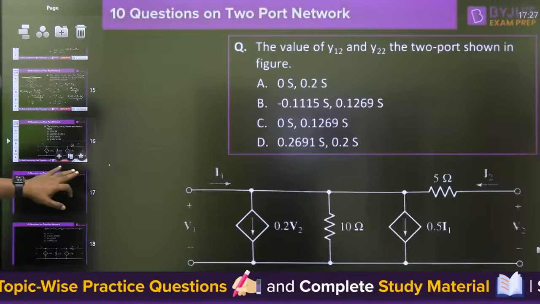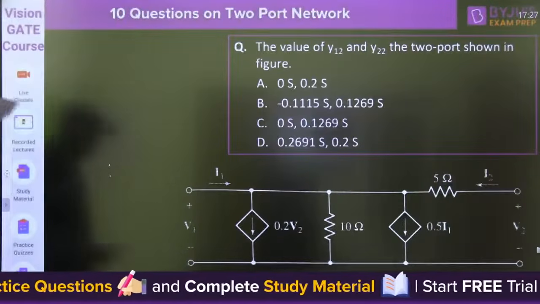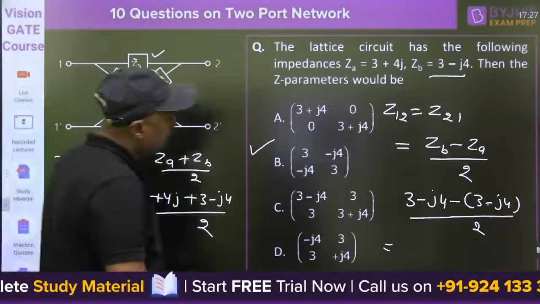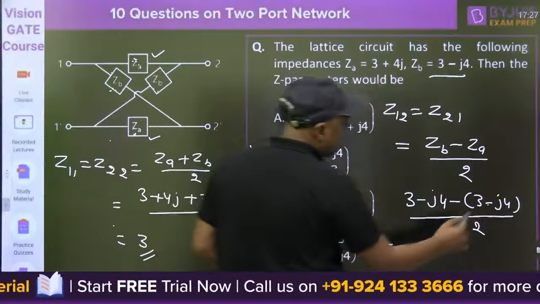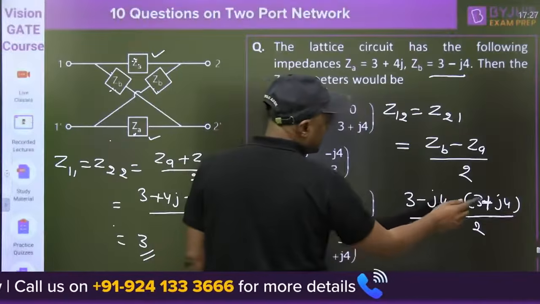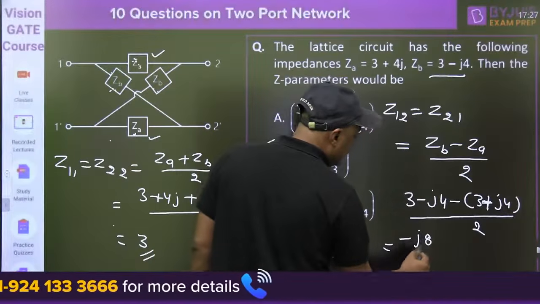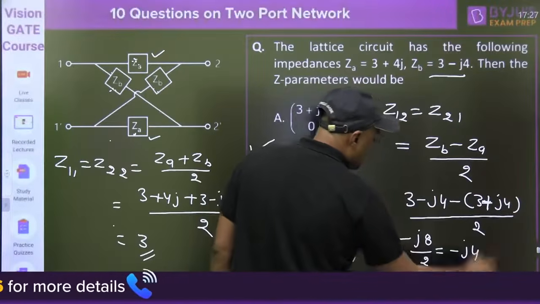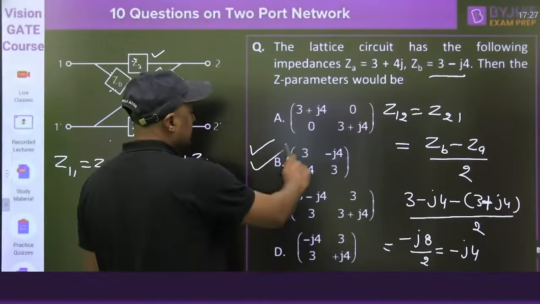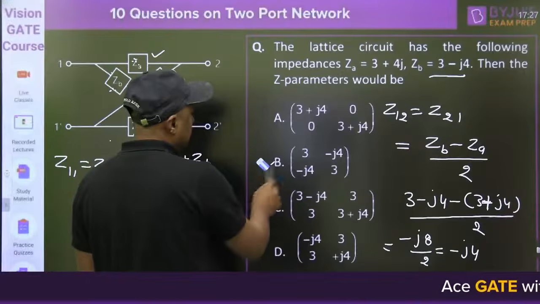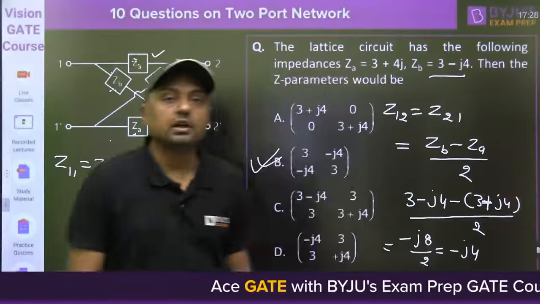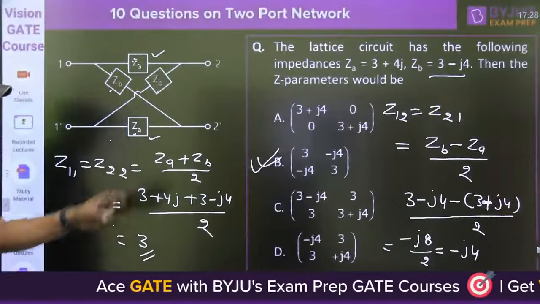Yes, that is the silly mistake I made in the previous question. I put the wrong value of ZA. ZA is 3 plus j4, ZB is 3 minus j4. That will become minus j8 divided by 2, which is minus j4. So minus j4 means B is the correct answer. B is the correct answer. Bhanu, yes, you have given the right answer. B, minus j4.